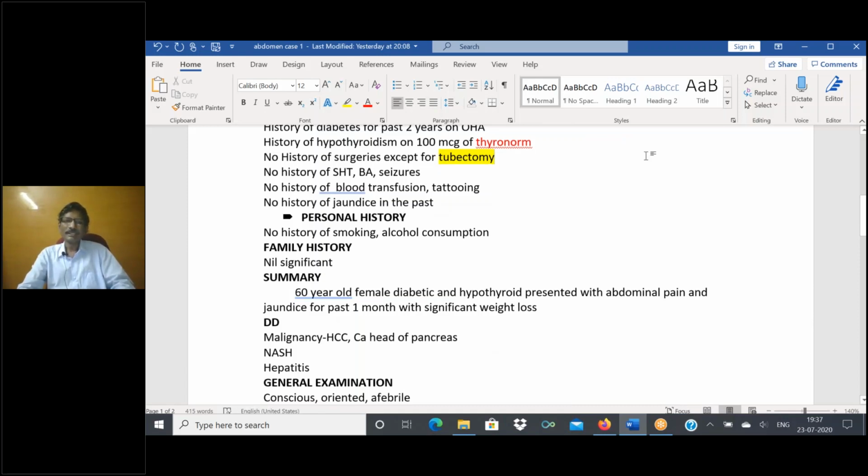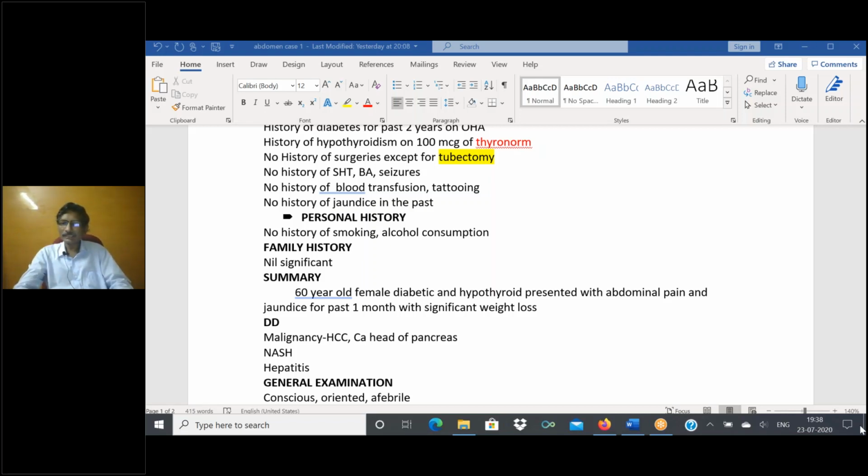Now can you justify why you have thought hepatocellular carcinoma as the first differential diagnosis, or CA head of the pancreas, NASH, hepatitis? Can you justify your order, DD history order, Vignesh? HCC because of loss of weight. Can loss of weight occur in CMV? Can loss of weight occur in tuberculosis? Can it occur in autoimmune hepatitis? See, that should not be justification.